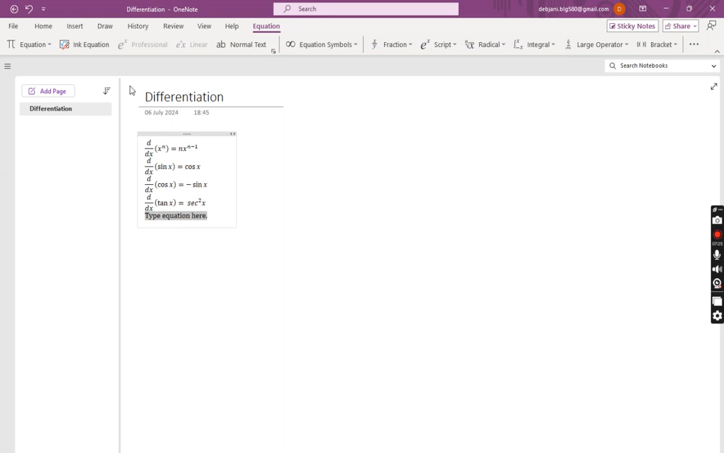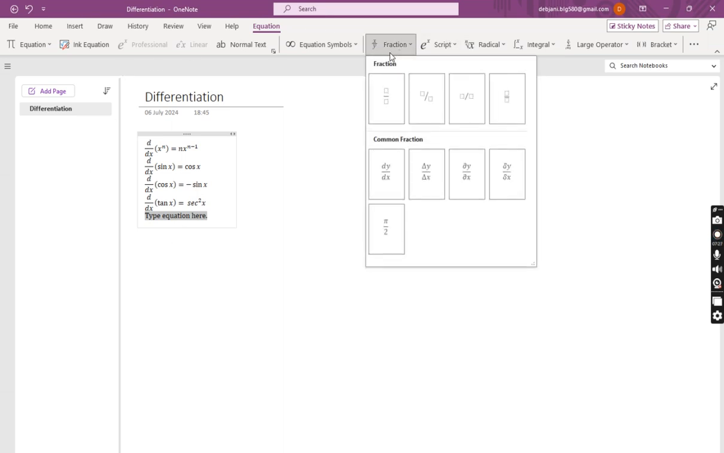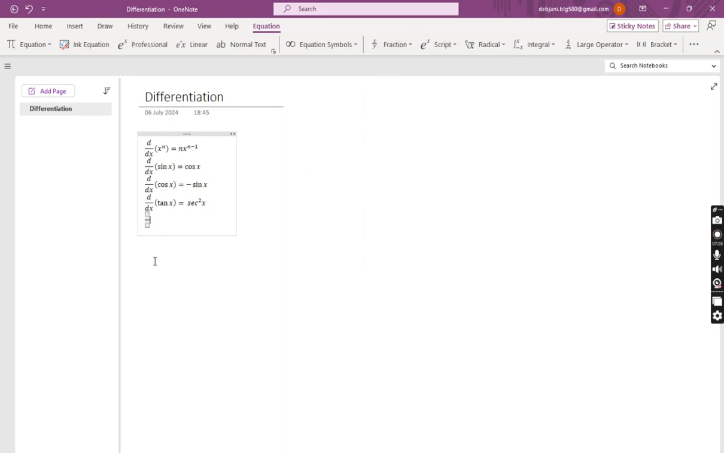Guys, just note these down. These are really important for class 12. We have other differentiation too, but first we need to learn the basic differentiations that we learned in class 11. These are just a summary. You need to learn this.